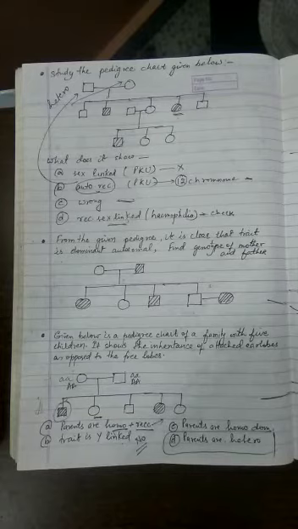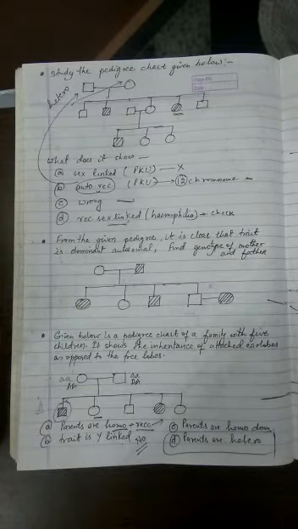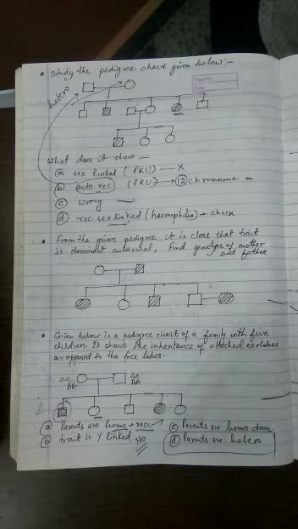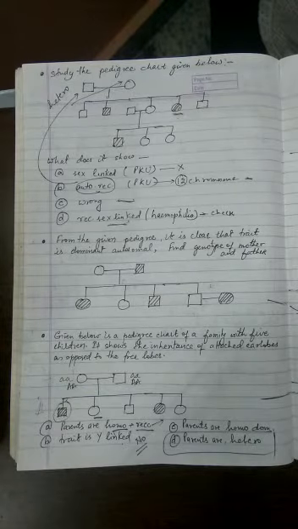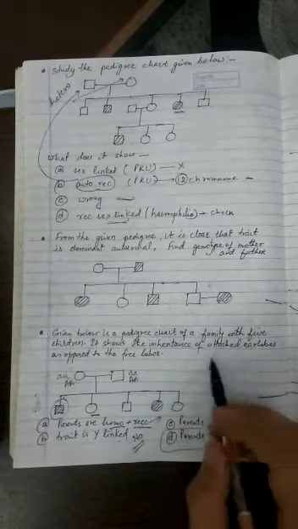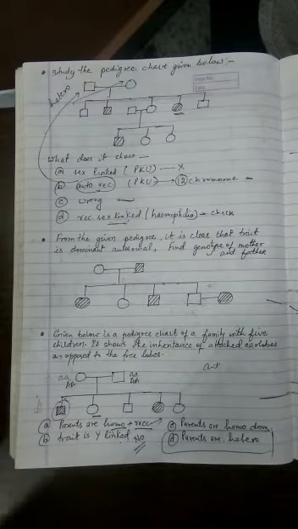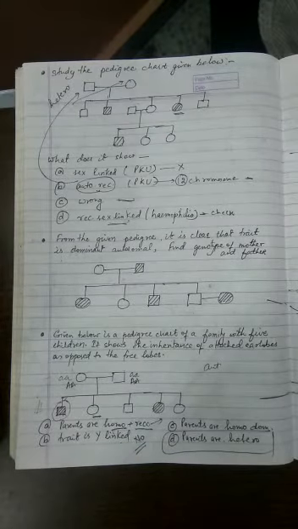Now the next point, it shows the inheritance of attached earlobes as opposed to the free earlobes. So the concept regarding this is that there are individuals with the attached earlobe. We know earlobes are possible to be attached and possible to be free. Now please remember one thing, that attached and free lobes, these conditions are basically an autosomal character. Autosomal character means they are not controlled by the sex chromosome. So let me solve one in front of you.